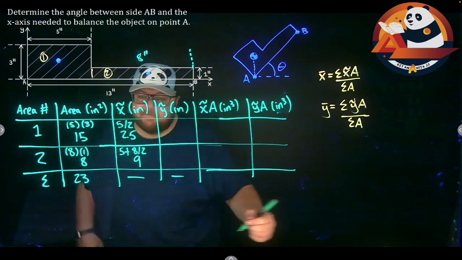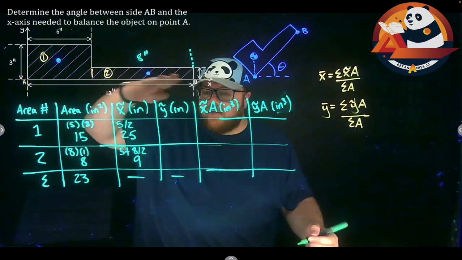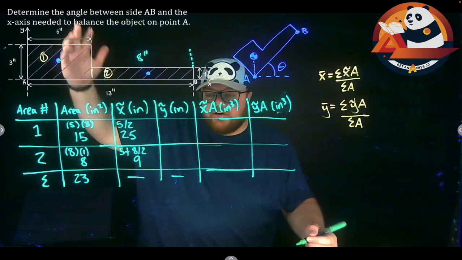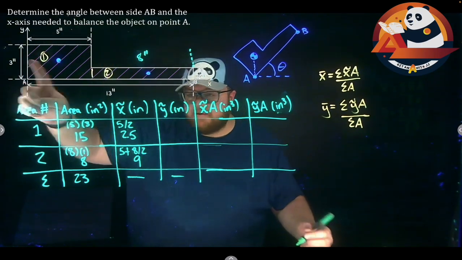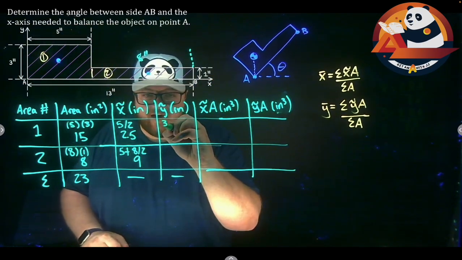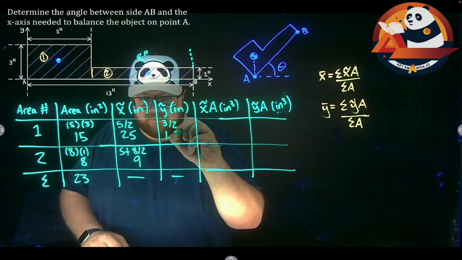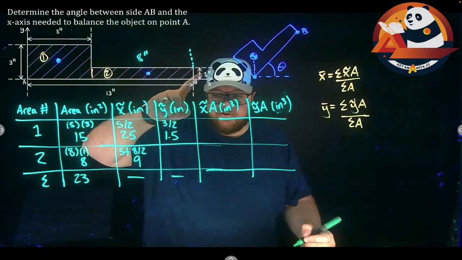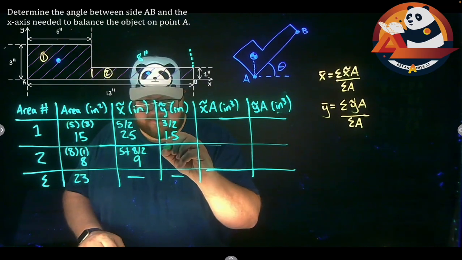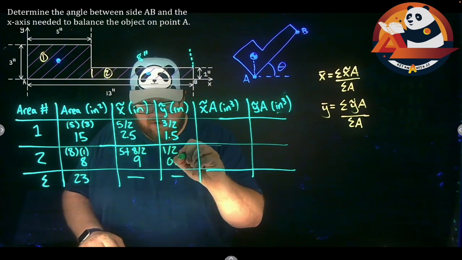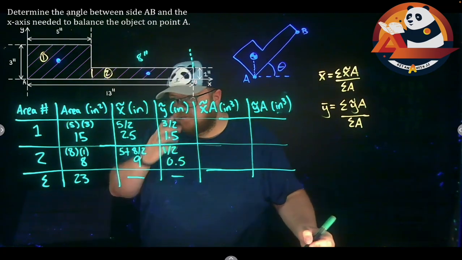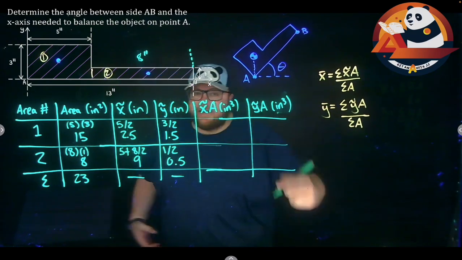Let's get our y tilde then. Both of these shapes sit right on that x-axis, so I can just directly do half of their height. So for shape 1, it'd be 3 halves or 1.5. For shape 2, it would be 1 half or 0.5. Then I can just multiply columns together.